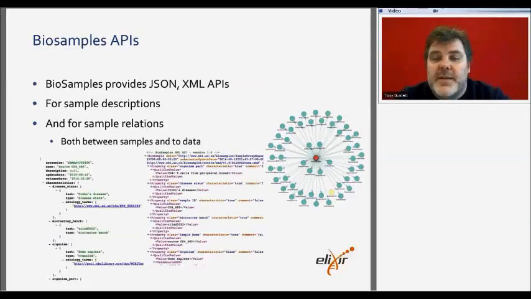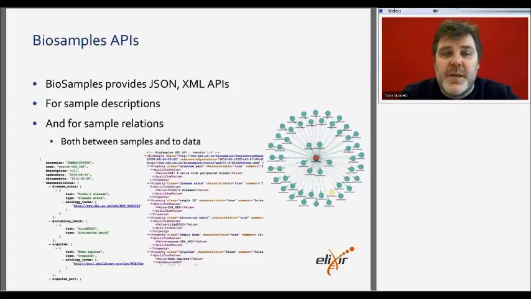This is a good time then to talk about the APIs into Biosamples. We have quite rich data APIs into Biosamples. We can provide JSON and XML data, the sample description, and the relationships between samples, as I've mentioned. That's both relationships between samples and other samples, and relationships between samples and their data. So this sample has sequencing data in ENA, for example. And we can expand these APIs.